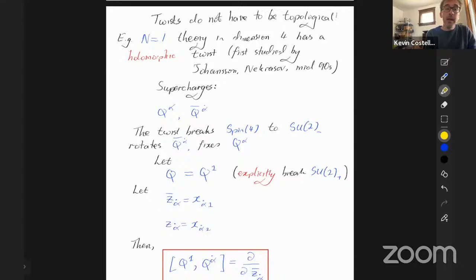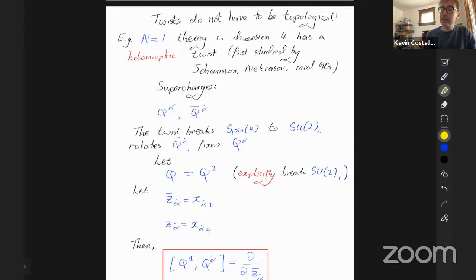Now, if one only has N equals 1 supersymmetry, then we no longer have the index I in the supercharges. The supercharges just consist of two spinors, one of each chirality. So whatever we do when we twist, you can see it's not going to be possible for the twist to have the full Spin(4) symmetry we started with. Whatever supercharge I select will break that.